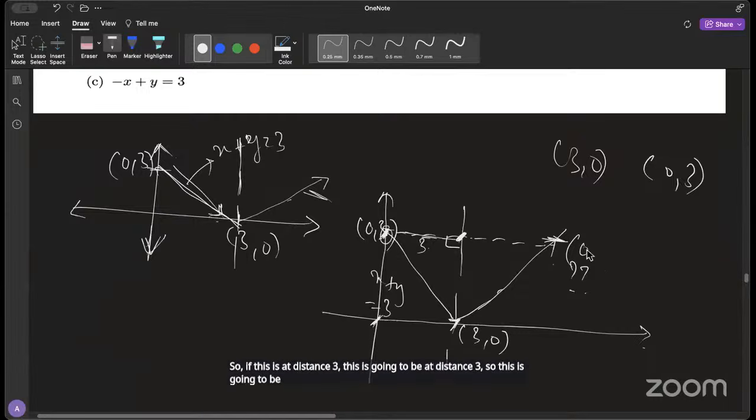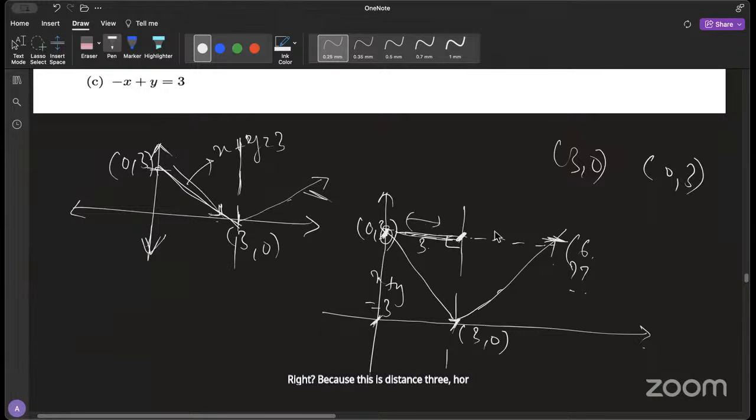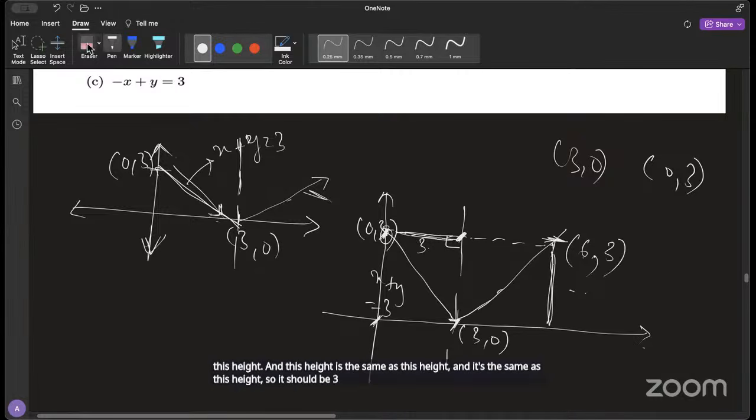This coordinate is different. This is going to be 6, right? Because this is horizontal distance 3, and this is horizontal distance 3, so the total horizontal distance of this point from the y-axis is 6. That means your x coordinate is 6, right? And then what about the other coordinate? It's 3. The y coordinate, which is the height. This height is the same as this height, and the same as this height. So it should be 3. So this is your point.